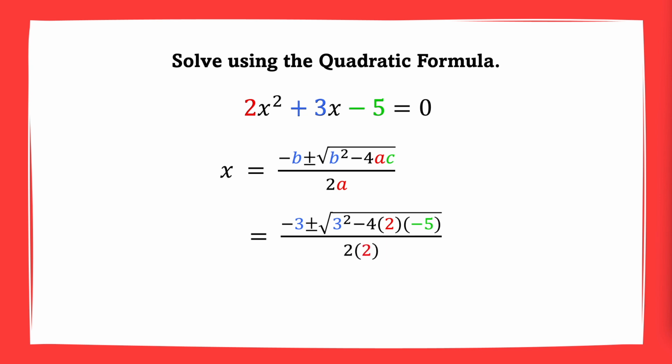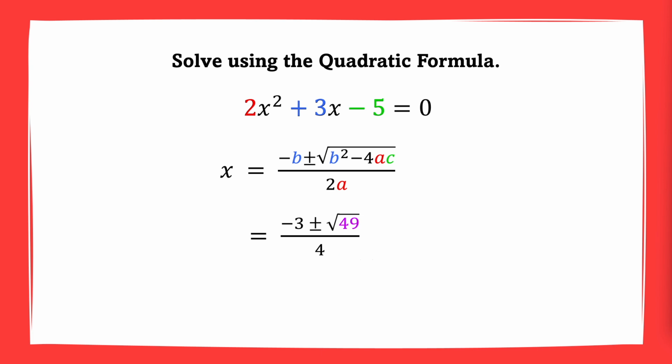Let's simplify using the order of operations. First, evaluate 3 squared, which equals 9. Then multiply negative 4 times 2 times negative 5, which gives us positive 40. On the bottom, 2 times 2 is 4. Let's keep simplifying by adding 9 and 40, giving us 49.